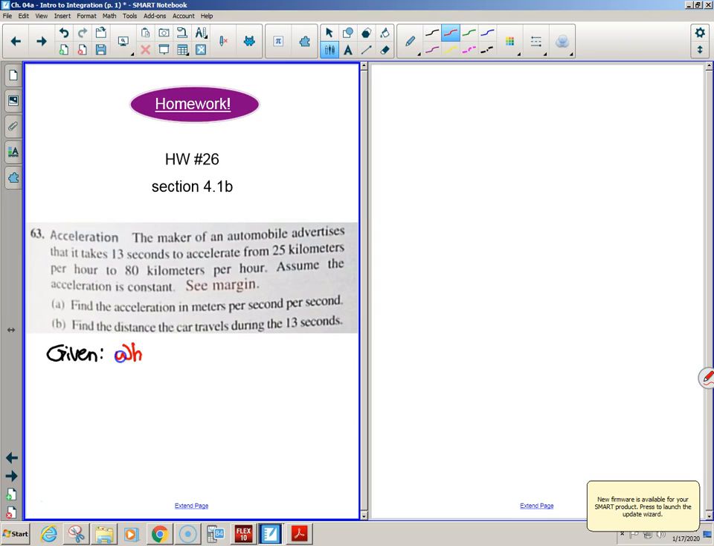Okay. When t equals 13, what's going on? In 13 seconds, when t equals 13, wait, accelerate from. Is this an acceleration? Kilometers per hour? Accelerate from. I see the word accelerate. I mean, okay, this is time. What are these guys?